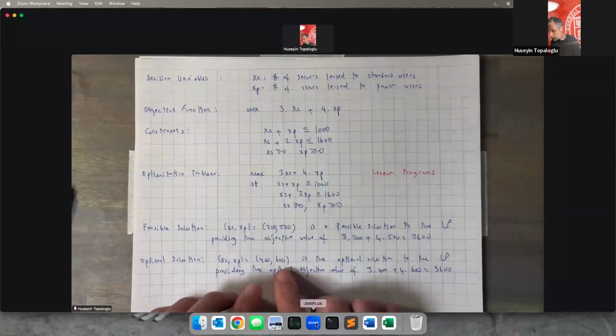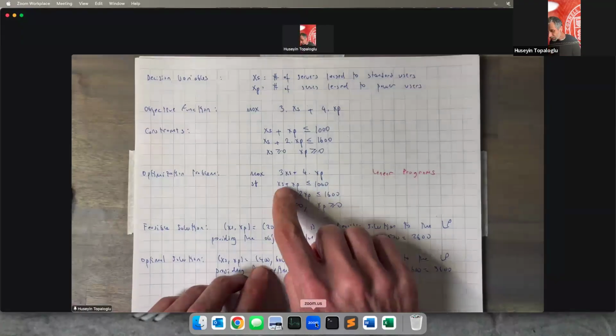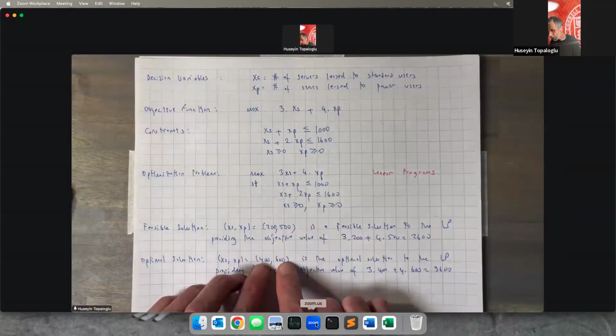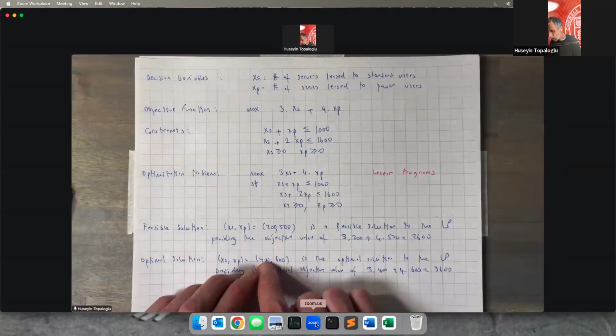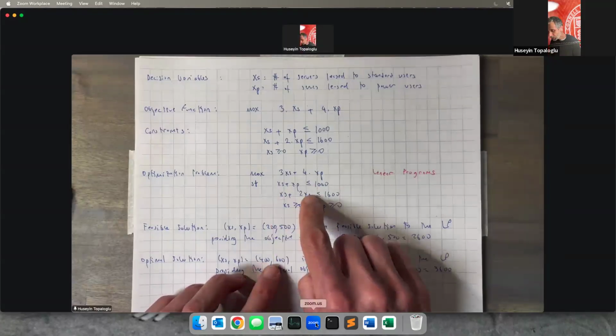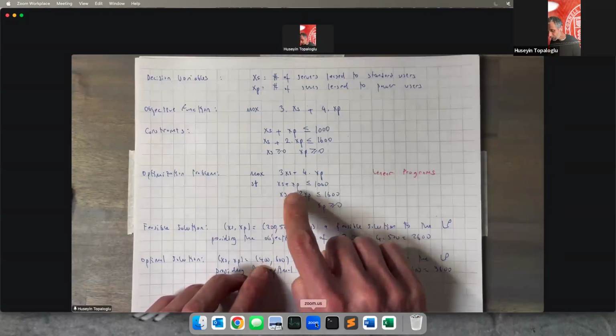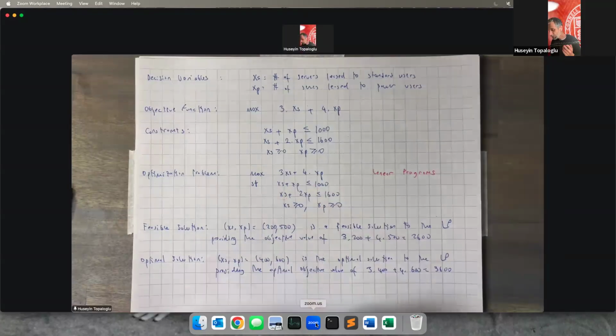Good. And is the solution feasible to our linear program? xs plus xp, 400 plus 600 is 1000. It's indeed less than or equal to 1000. xs plus 2xp, 400 plus 2 times 600, 400 plus 1200, it's 1600. It's indeed less than or equal to 1600. So it's satisfying all of the constraints.